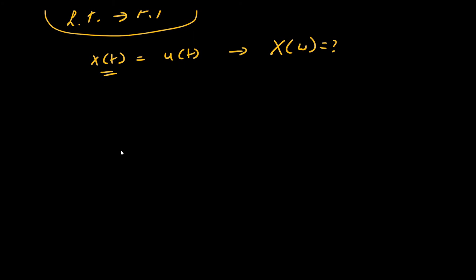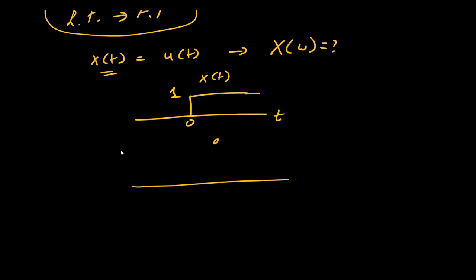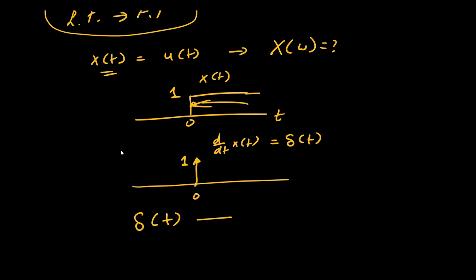The unit step function starts at 0 and is consistently 1 for positive values of t. This is our x of t. Now say we take a differential of this function, that is d by dt x of t. In that case, we have a discontinuity over here, and hence at time 0 we would have an impulse with a strength of 1. So this is simply delta of t. Delta of t has a Fourier transform, which is 1.